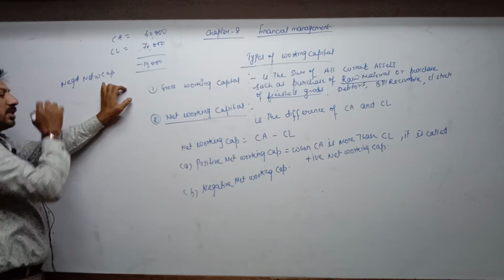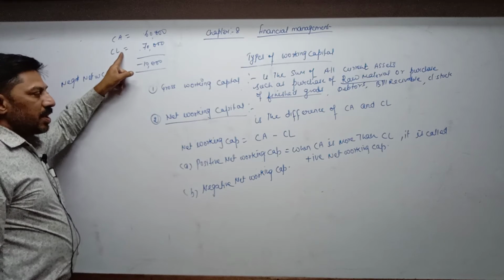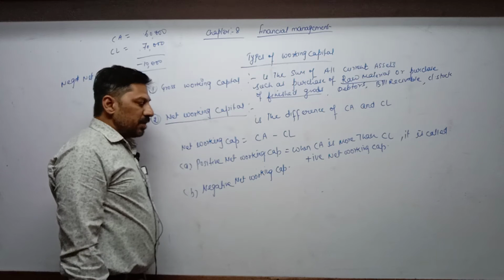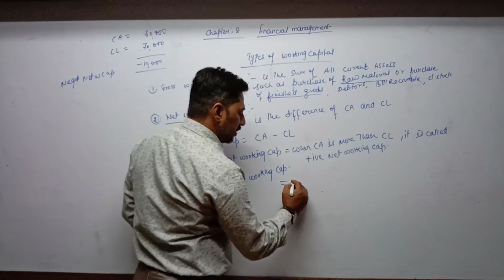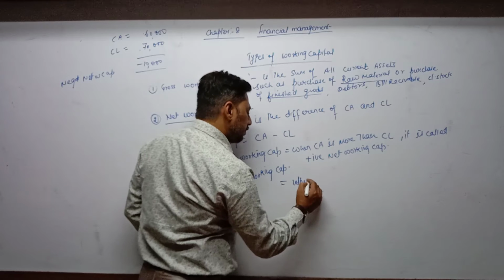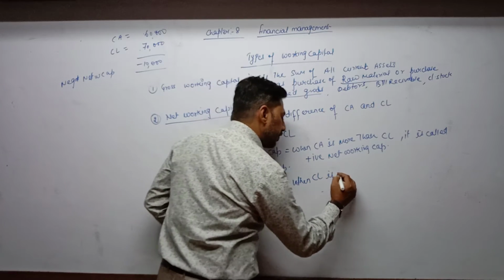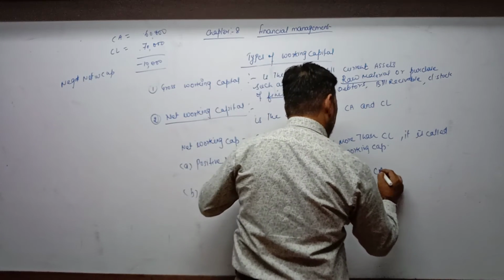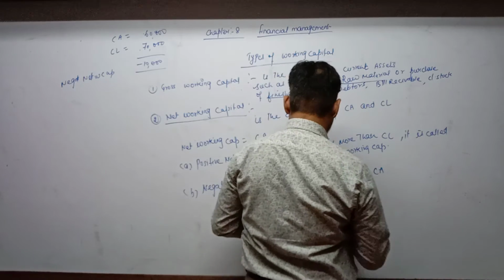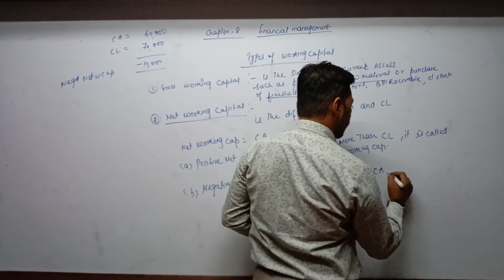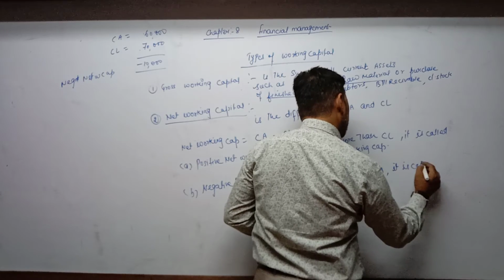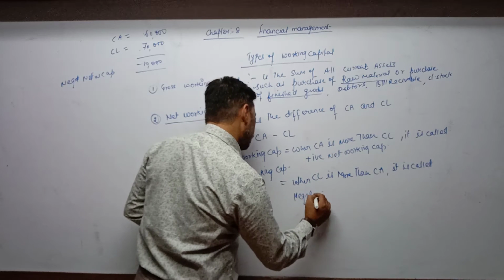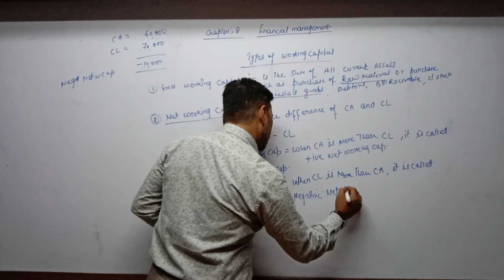Now what is the meaning of negative? When current liability is more than current asset, in that situation it is called negative net working capital. So definition is: when current liability is more than current asset, it is called negative net working capital.